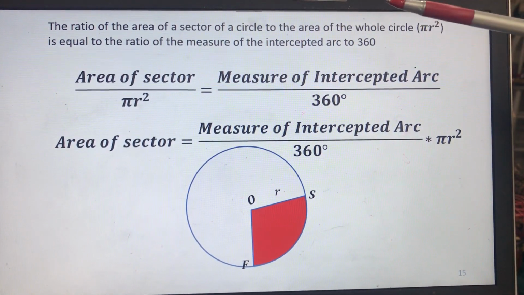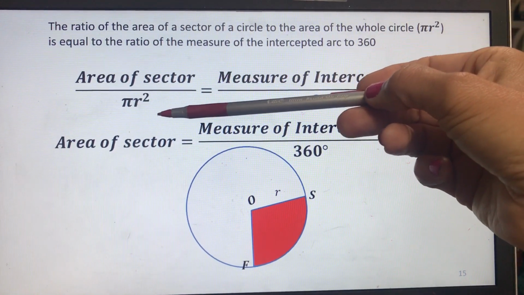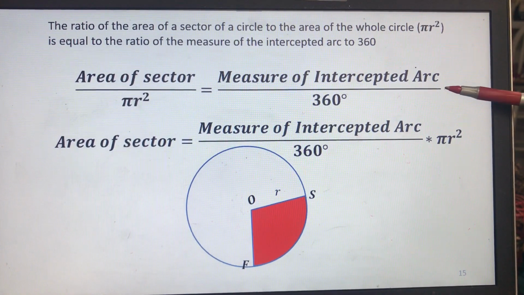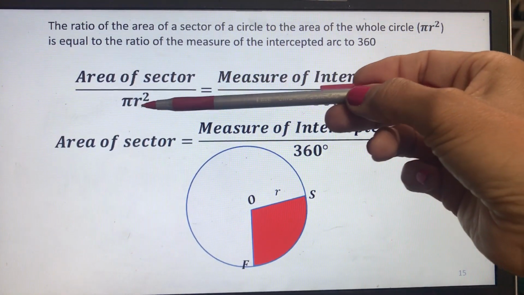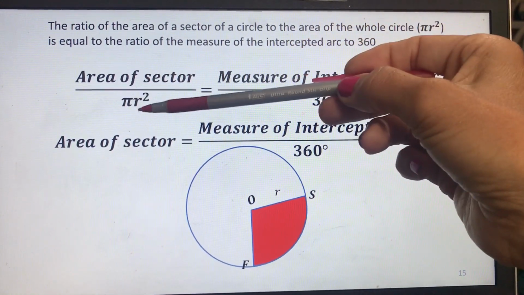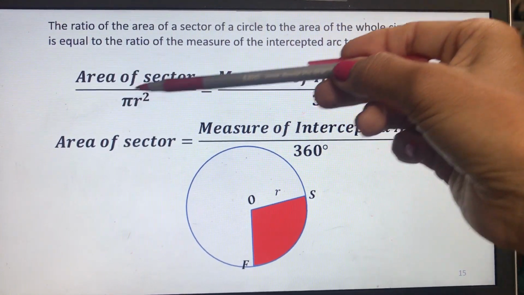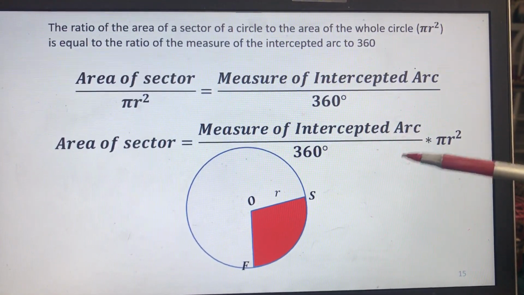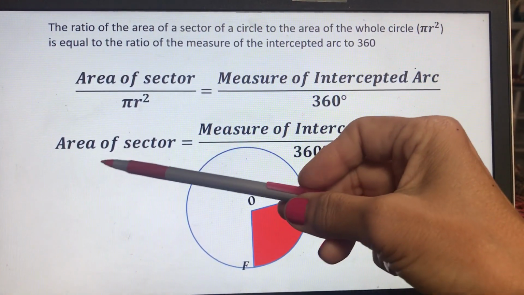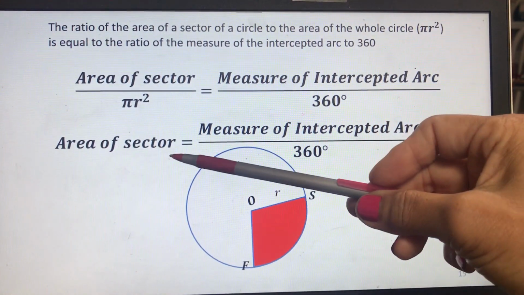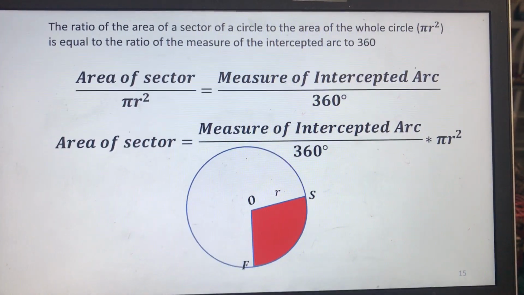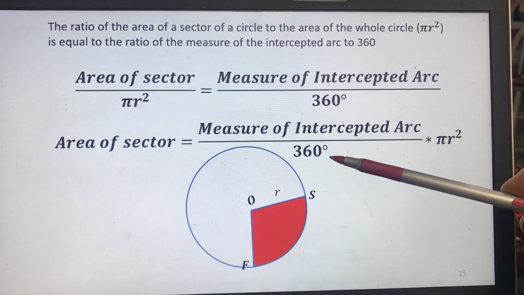So mathematically, what we do in this particular case is we multiply the left side of the equation and the right side of the equation by what? By pi times r squared. That means that on our left side, pi times r squared, this denominator would be eliminated. And hence, we have the definition or the formula of representing the area of a sector, which is going to be the measure of the intercepted arc divided by 360 degrees.